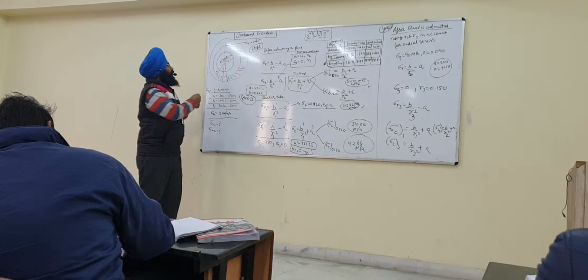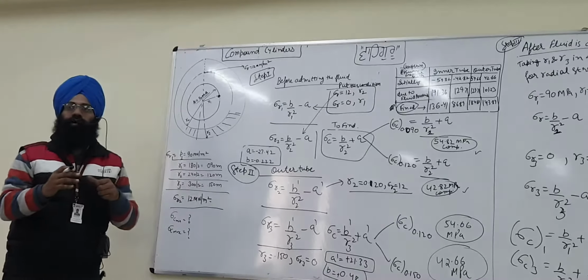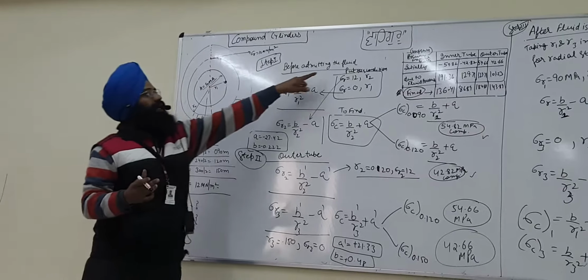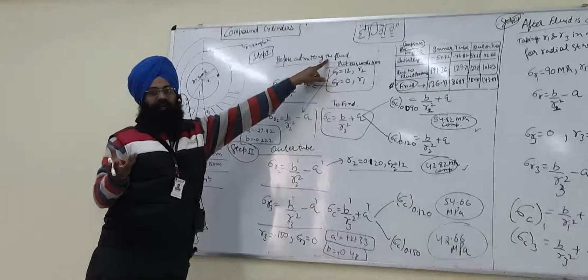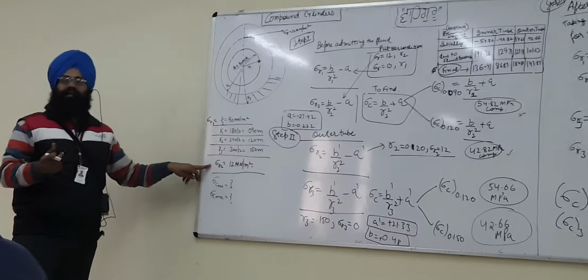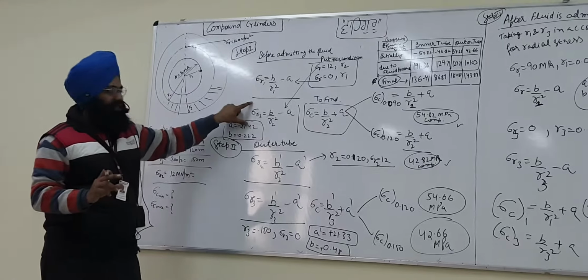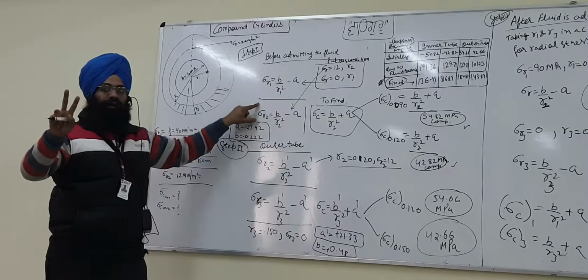For this case, at R1 the radial stress will be 0. Why? Because no fluid has been entered into the thick shell. Second will be at R2, whose value is already given to us, that is 12 megapascal. So we will have two equations now and two unknown terms.